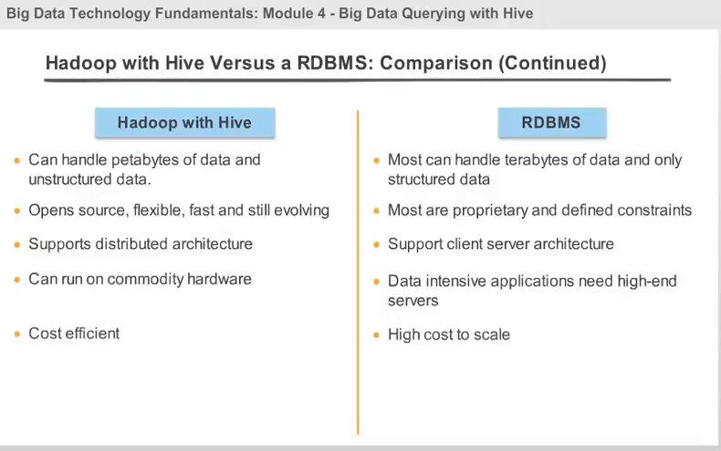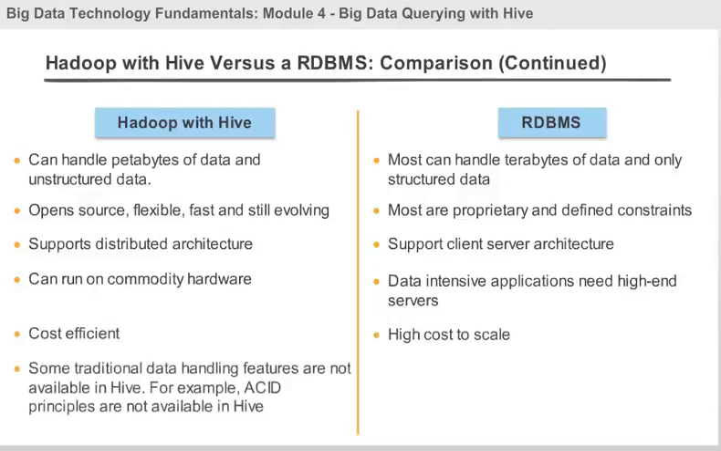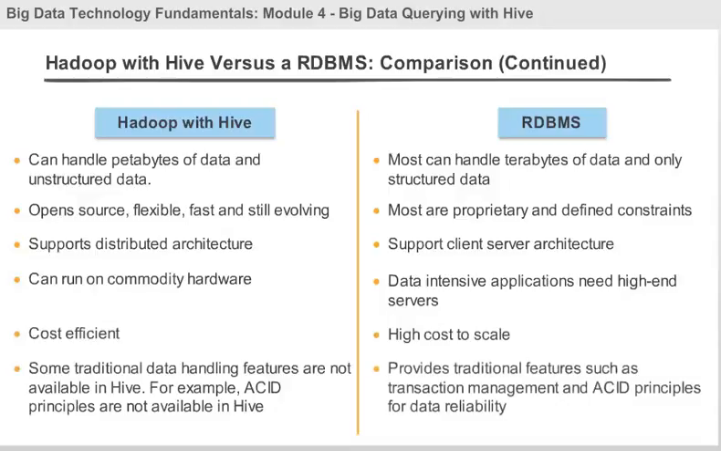Hive is read-based and therefore not appropriate for transaction processing that typically involves a high volume of write operations. Traditional features like transaction management and ACID principles for data reliability are key benefits of traditional RDBMSs. ACID stands for atomicity, consistency, isolation, and durability, a set of properties that ensure that database transactions are processed reliably.